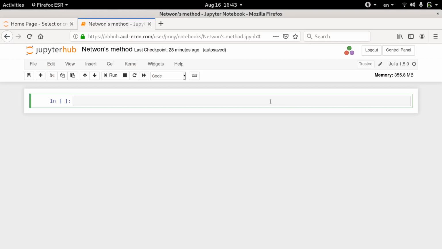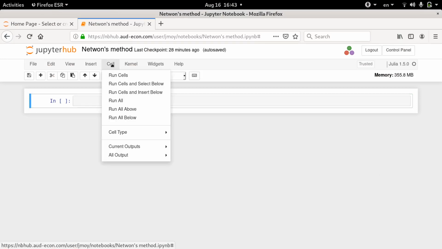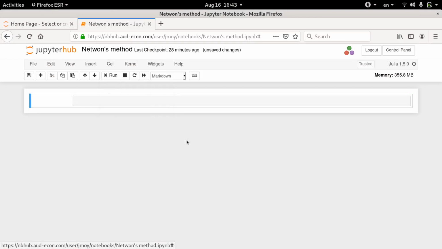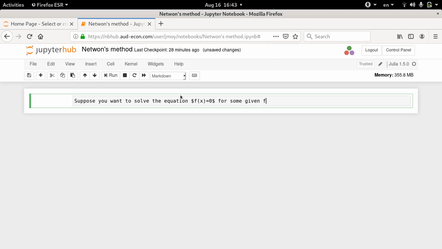So just to show you the property of the notebook of writing the text as well as the code, let me again change the cell type to markdown. So suppose you want to solve the equation f(x) = 0 for some given f. Okay, so here you see I have also used the dollar symbols in markdown mode.